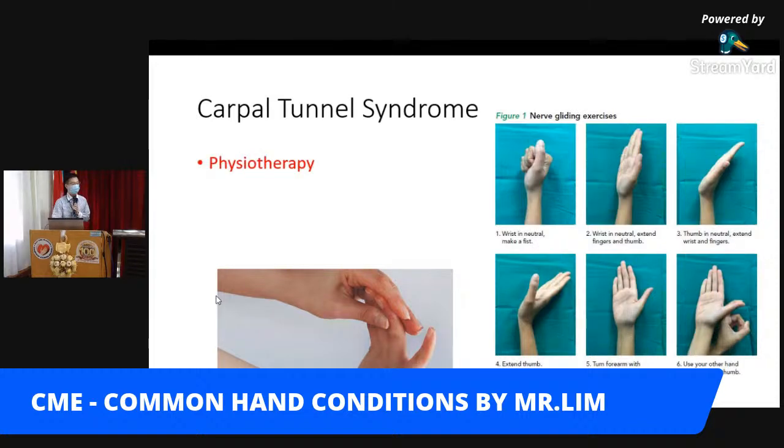What do we do? What do we suggest to our patients? Of course, there's the option of physiotherapy, doing nerve gliding exercises. Wrist in the neutral position, making a fist. Wrist in the neutral position, extend fingers and thumb. Extend the wrist and fingers, extend your thumb. Supinate, turning the palm facing you, and use the other hand to pull and stretch the thumb.